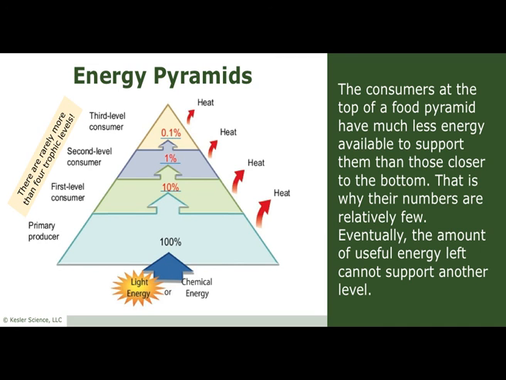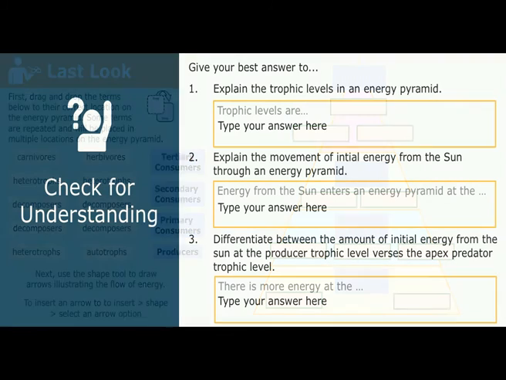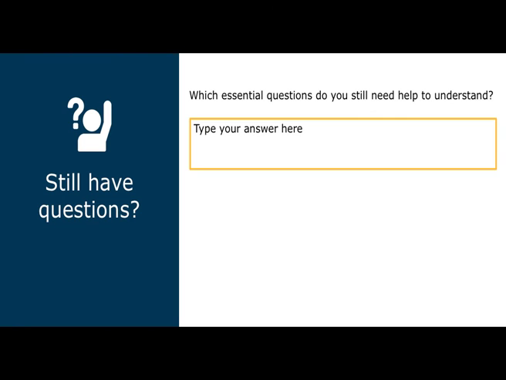Consumers at the top of the food pyramid have much less available than is at the bottom because as we go up, it gets used as we go up. Complete your notes. Make sure you understand all of this. If you have any questions, please make sure that you let me know.